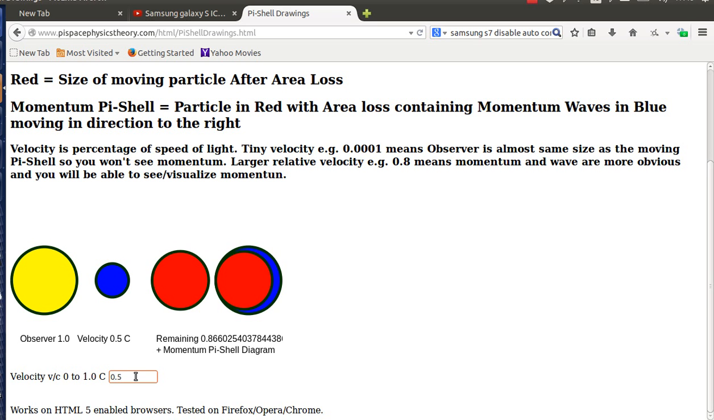I'm not really going to go into that in detail here. I'm just trying to describe how to visualize objects moving in PySpace. So what we have here is 0.5 of the speed of light.